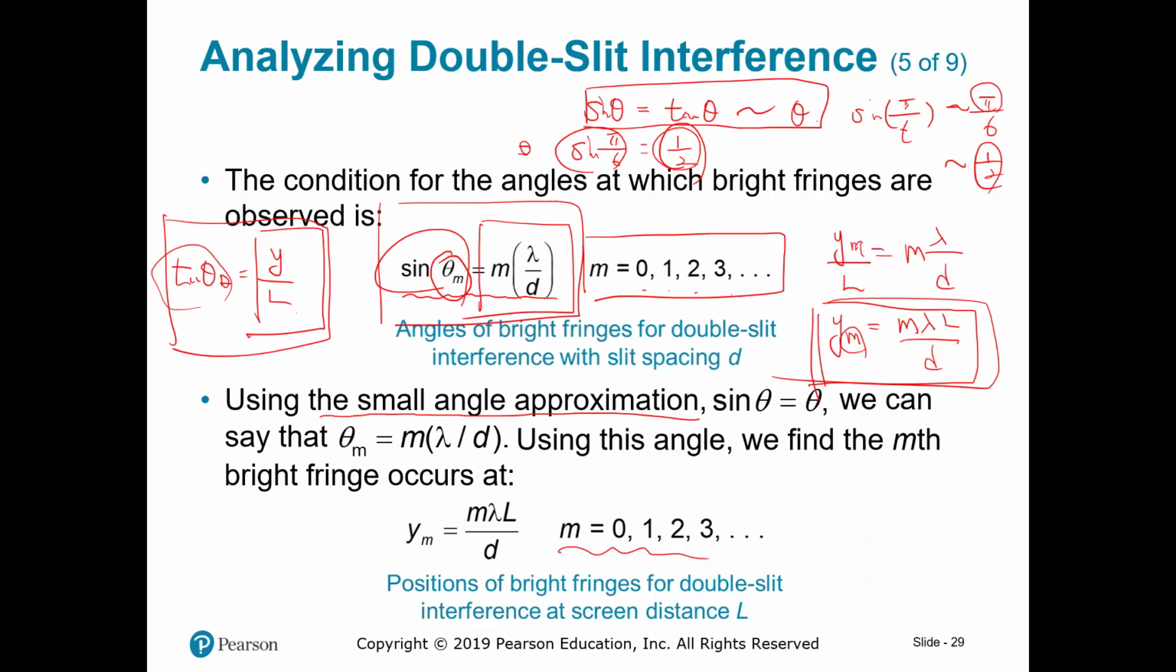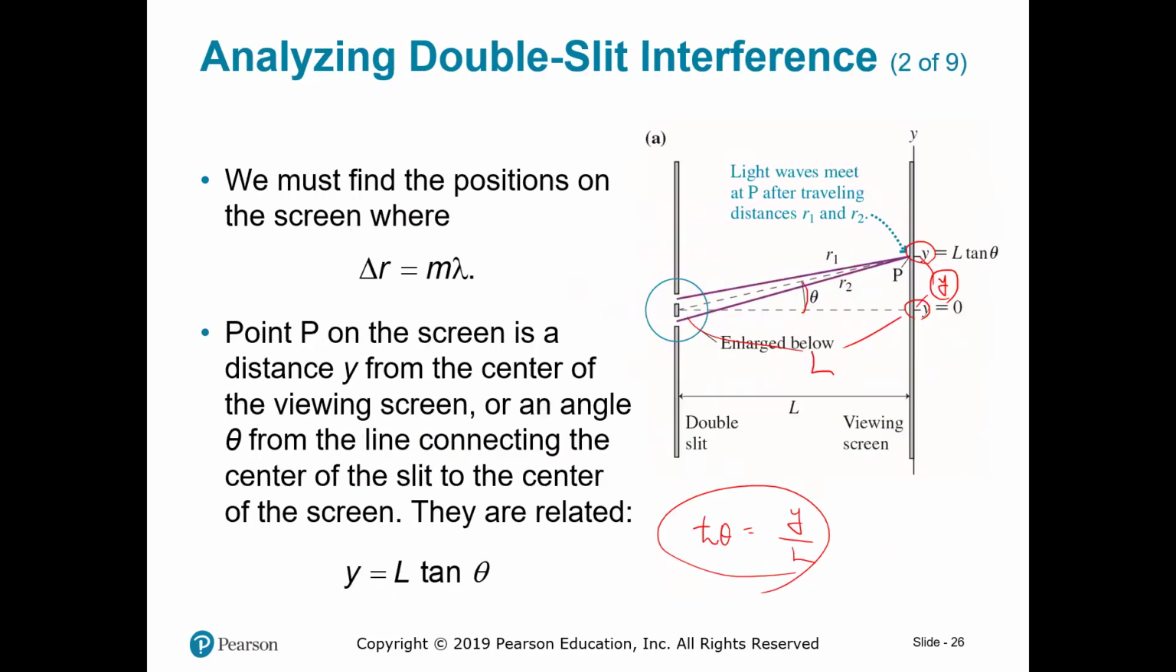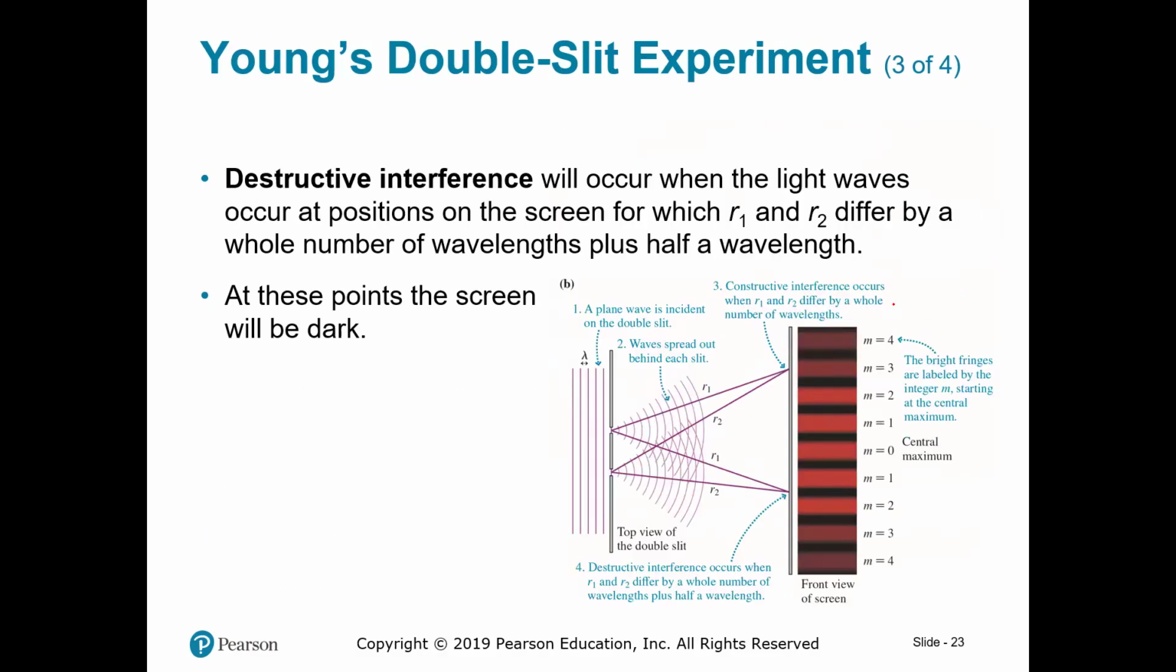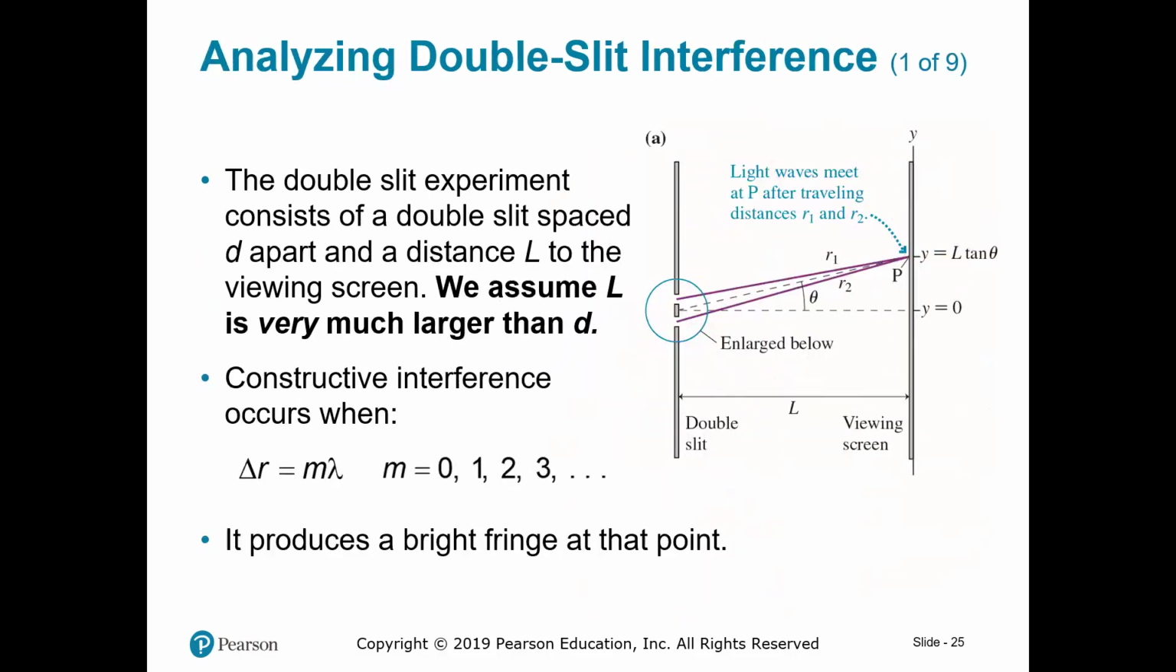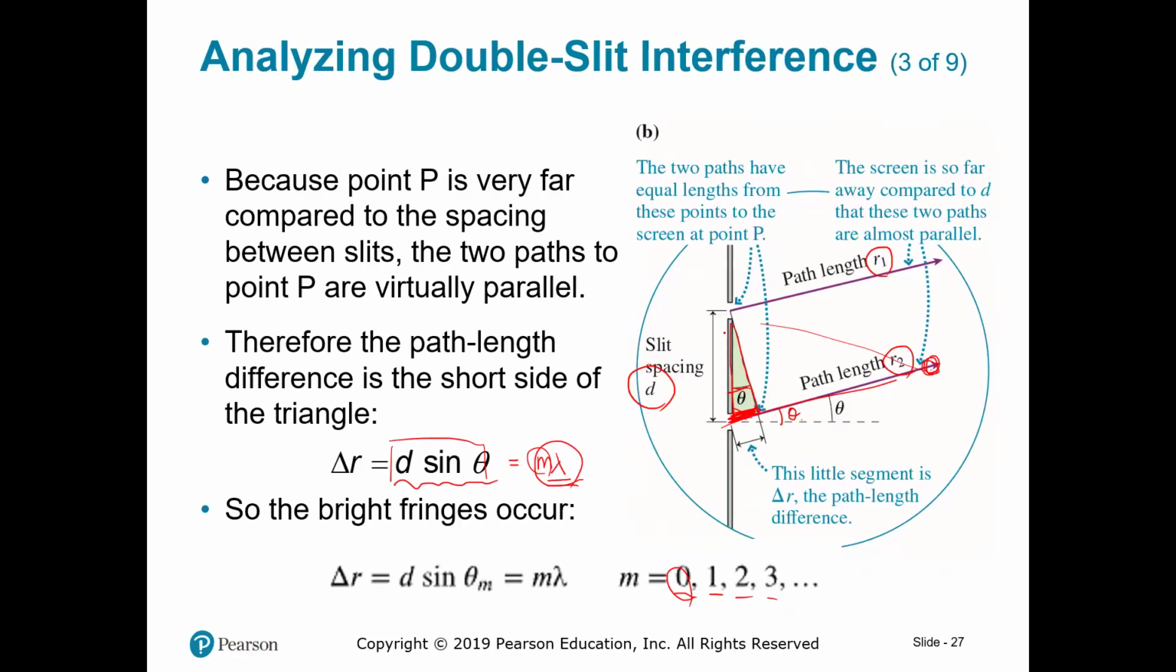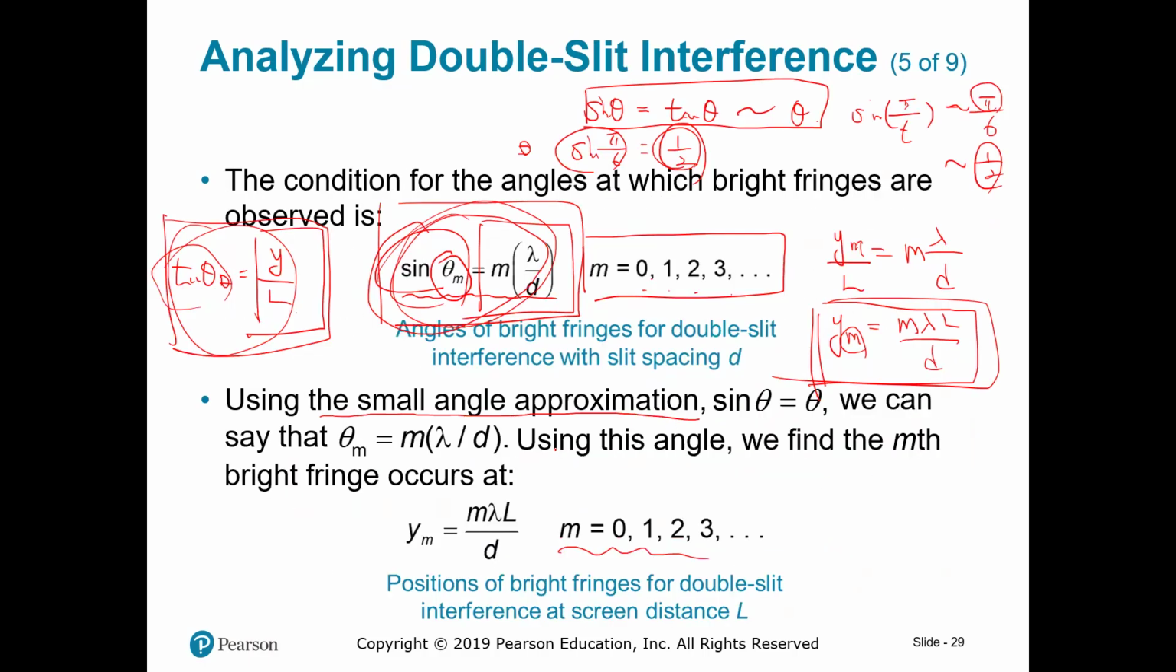But again, you don't need to memorize anything. Just start from here and think about why we have this one. Basically, we have this equation because of this picture: tangent is Y over L. And the sine comes from the path length difference equation from this slide, which is why you have d sine theta as m lambda. Then combining these two will give you this y_m.